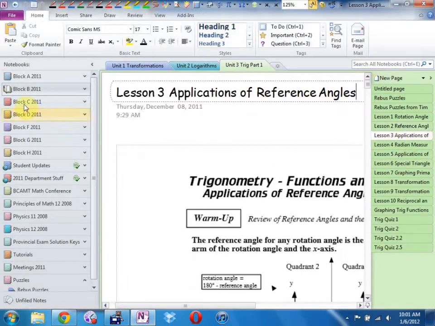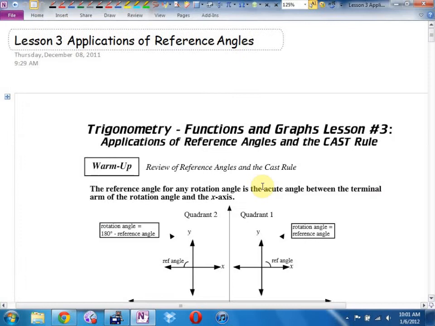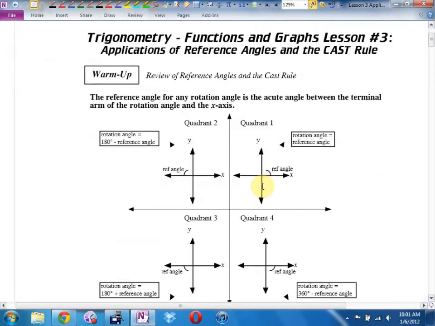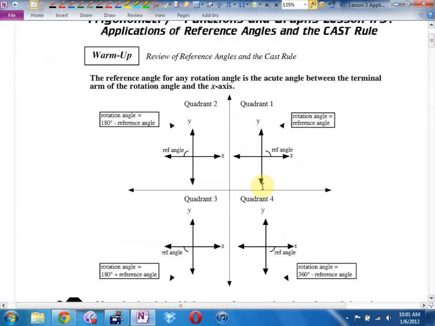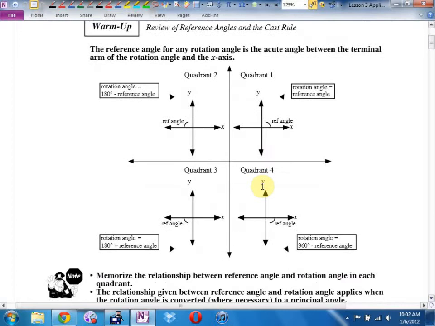Combine today with Monday's lesson, and I said to you that really, for the next month and a half, I'm not going to be teaching you anything new after that. I'm going to be simply showing you different ways to use what you learned two classes ago, last class, today, and Monday. Today is applications of reference angles and the CAST rule, and for those of you that were away last day, here is a quick explanation of what we meant by reference angles.